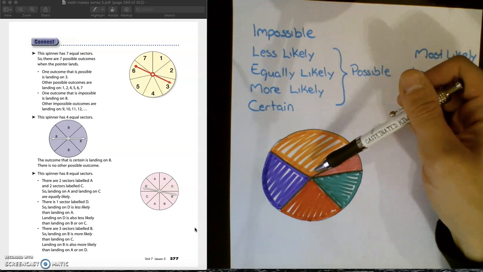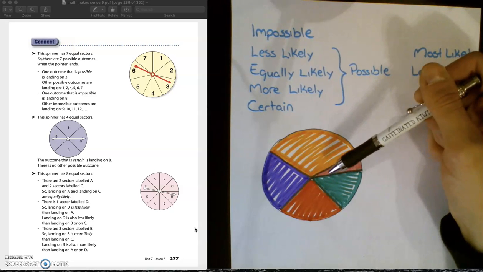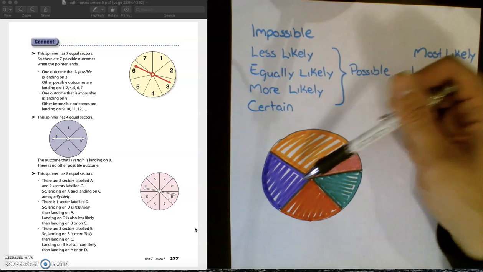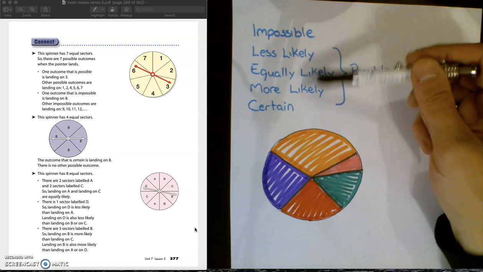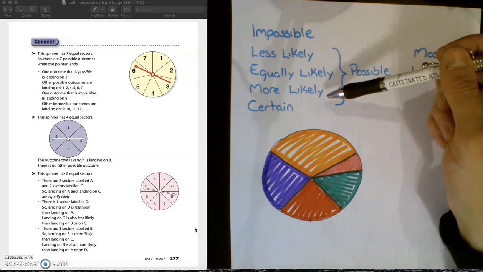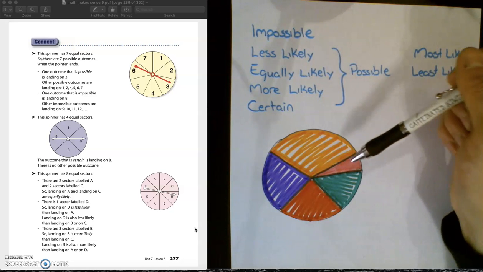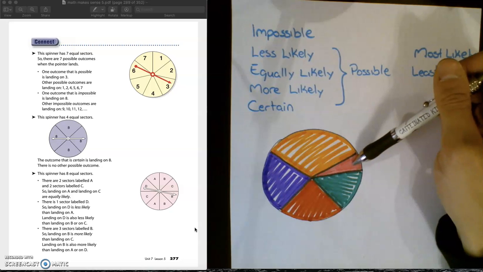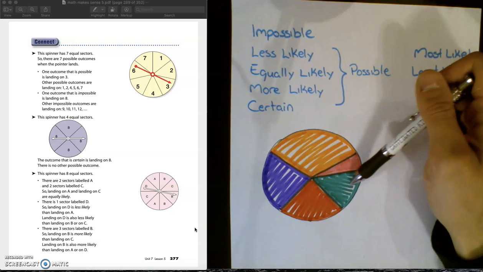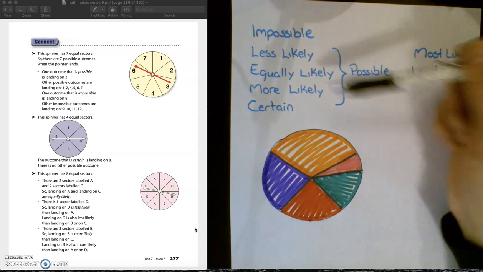Okay, because it doesn't matter how big or small the section is, there is a chance I could get it because it's on the spinner. So the words we're going to use in this lesson for the most part are less likely, equally likely, and more likely. Less likely means I have less of a chance. On a spinner, it means the section is going to be smaller, so I have a less likely chance of getting pink. I have a less likely chance of getting green than pretty much anything else.